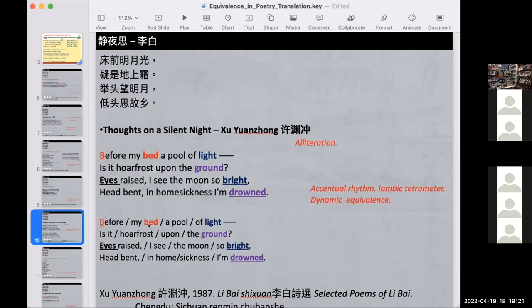Before my bed, a pool of light. Is it frost upon the ground? Eyes raised, I see the moon so bright. Head bent, in homesickness, I'm drowned. Ta-tum, ta-tum, ta-tum, ta-tum. Most of the feet here are iambic feet.